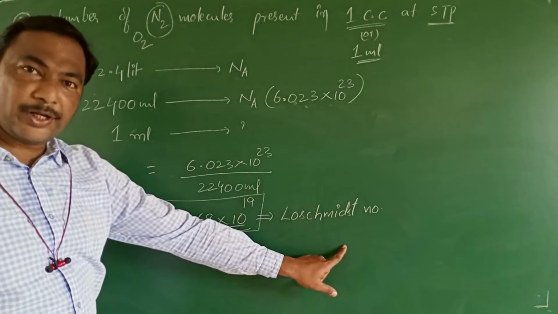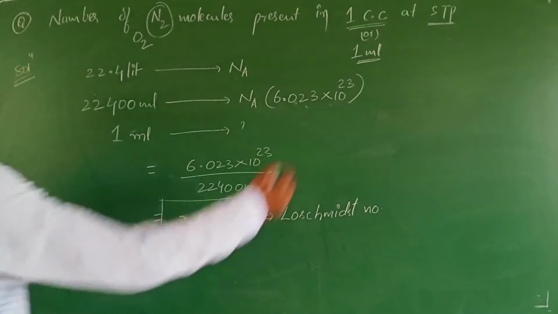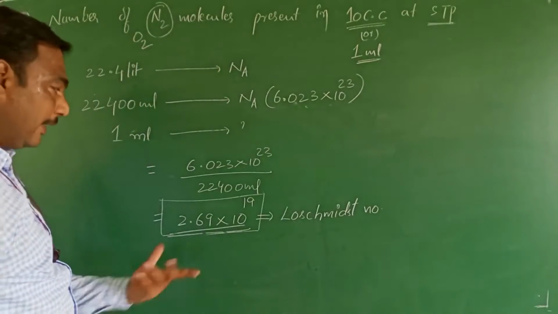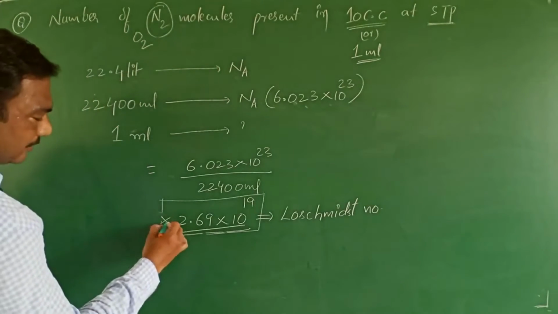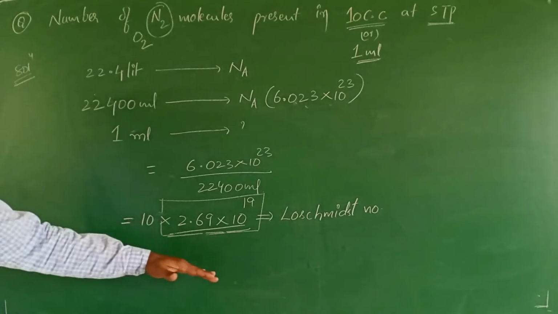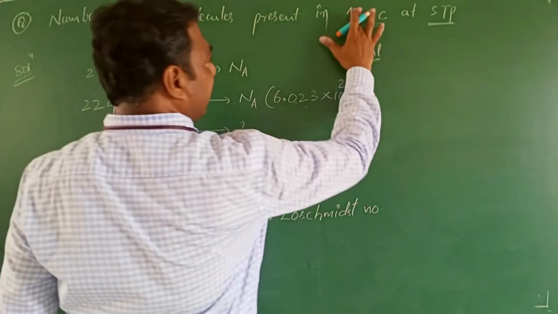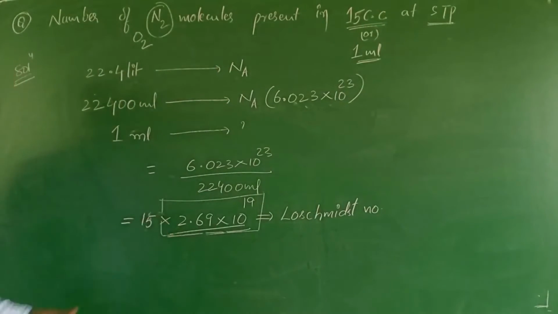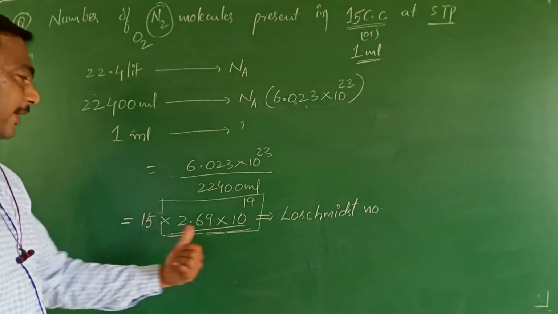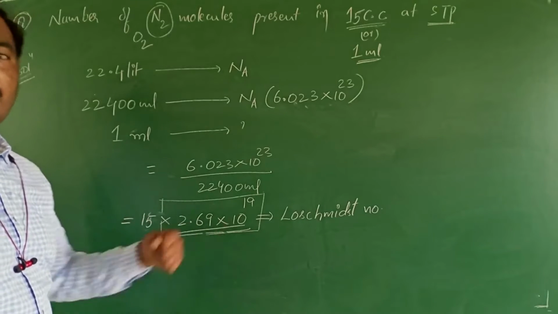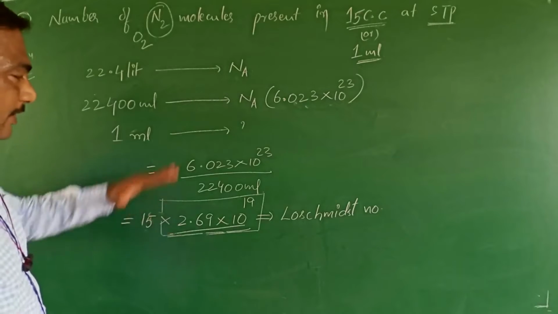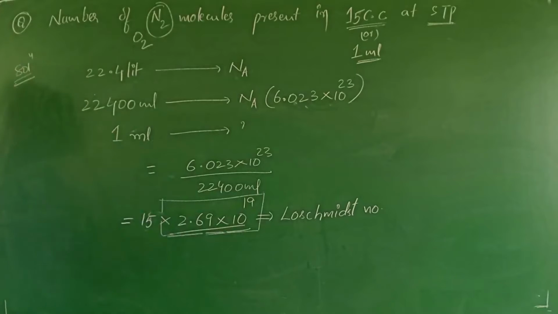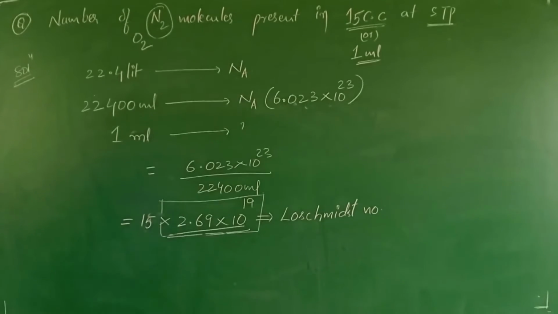Okay, students. Now, if the question is given as 10 cc at STP, then what will we do? We will multiply this value with 10. Then that will be your answer. If it is given 15 cc at STP, then 15 into Loschmidt's number, you will get your answer. Understood, students? This is the speciality of Loschmidt's number. Please make a note of this. Now, come to the next model.